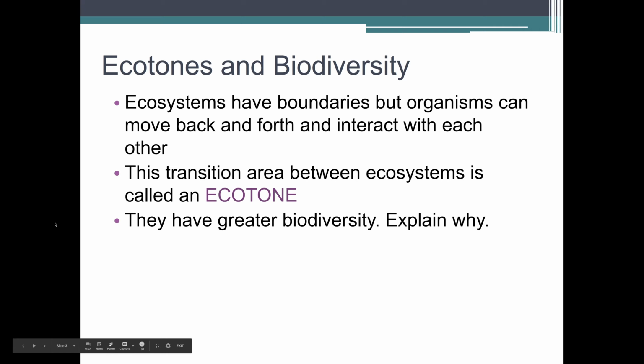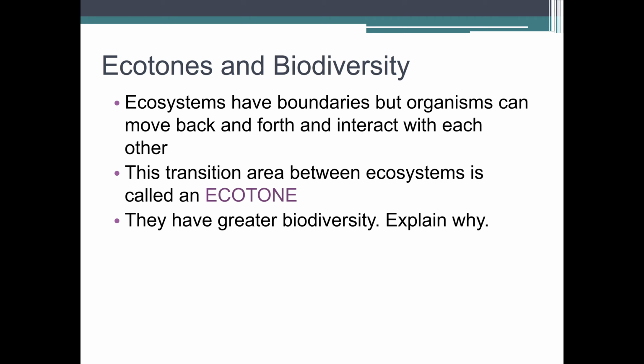Okay. Ecotones and biodiversity. So ecosystems have somewhat of boundaries, but organisms can actually move back and forth between the ecosystems. It's not like there's a fence or something stopping the deer from the grasslands from going up onto the mountains to eat because there's better food there, anything like that. Okay, so the transition area between ecosystems is what we call an ecotone.